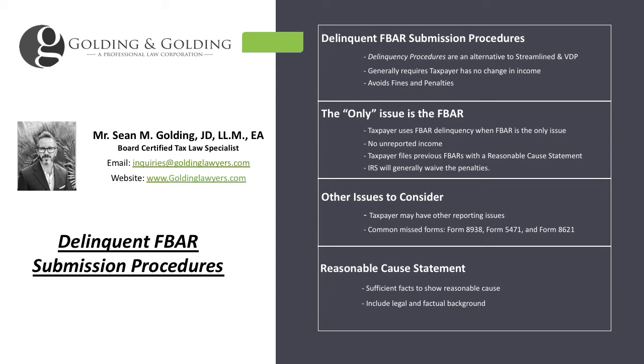Now, when a person has unreported FBARs, oftentimes there are other international information returns that should have been filed as well: 8938 for FATCA, 8621 for PFIC issues, 3520-A for foreign trusts, 8865 for partnerships. It doesn't mean that there's any unreported income.